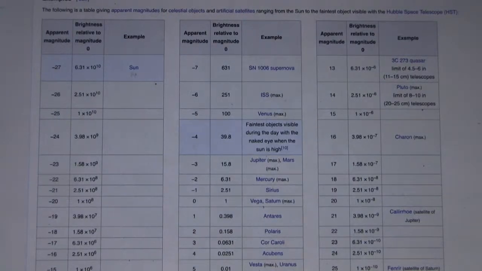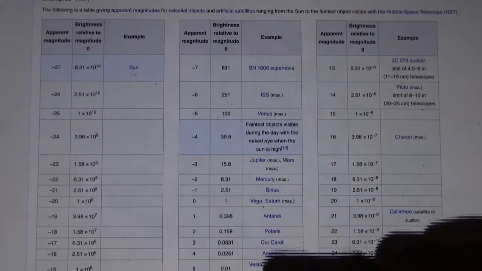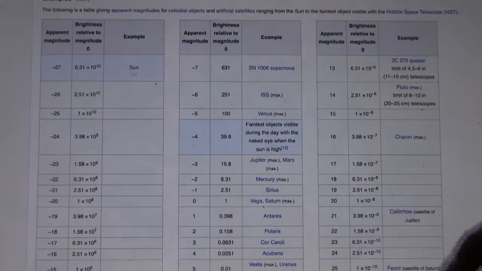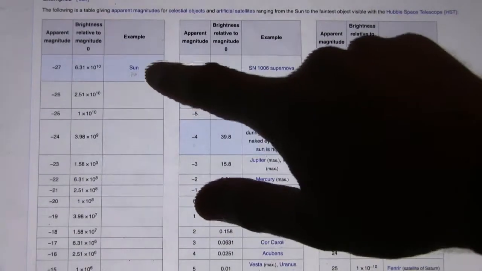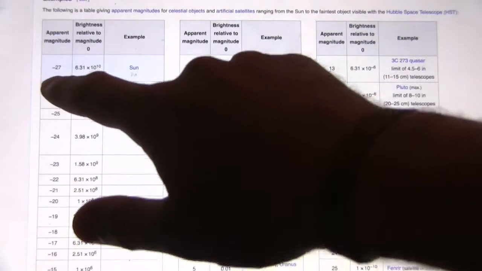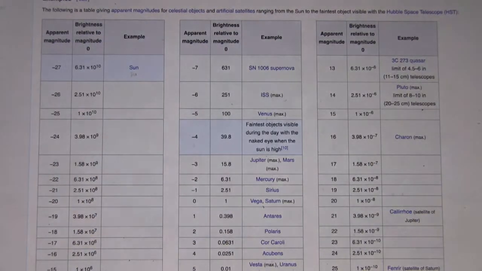Okay, so probably not all of this will display, but we'll take a look at some common objects that at least are on the screen. First of all, the sun has an apparent magnitude of minus 27. Why is that such a large negative number? Can you tell me? Well, it's because the sun's really bright and it's relatively close to us. It's the brightest object that we have to reference.